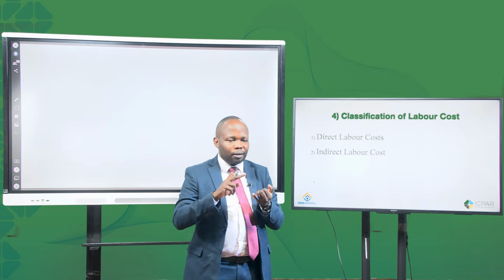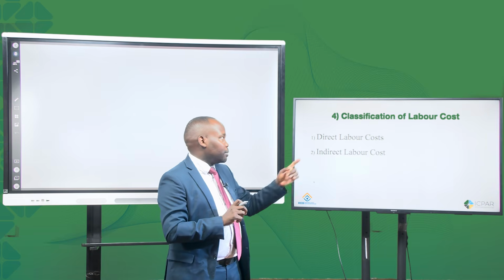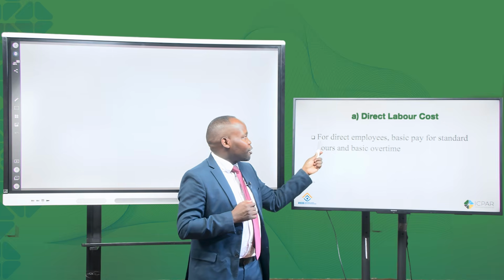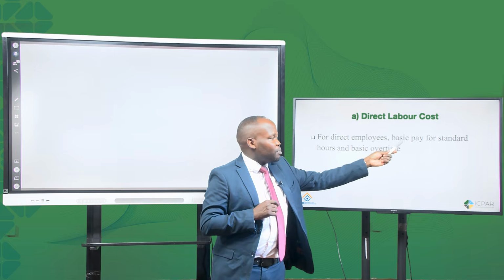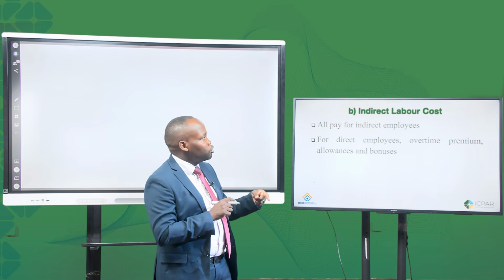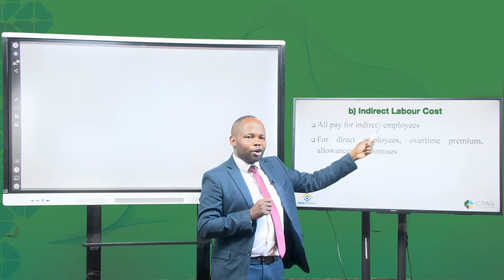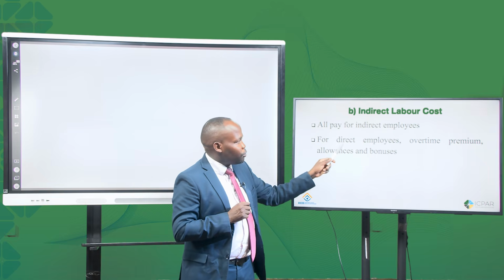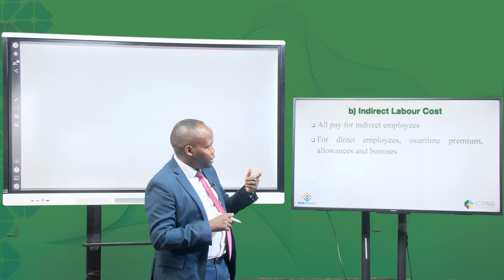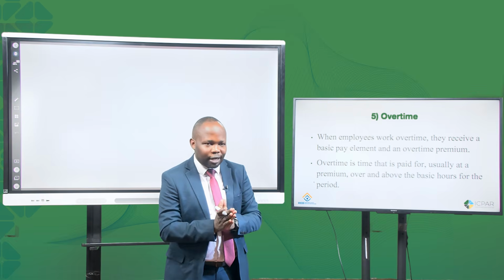What are the first two components? Basic pay for standard hours for direct employees and basic overtime. That is direct labor costs. So we have seen that direct labor costs for direct employees, we are only looking at basic pay for standard hours and basic overtime. The rest go to indirect. So what goes to indirect? All pay for indirect employees. For direct employees, overtime premium, allowances, and bonuses. Now, we have already introduced the concept of overtime.